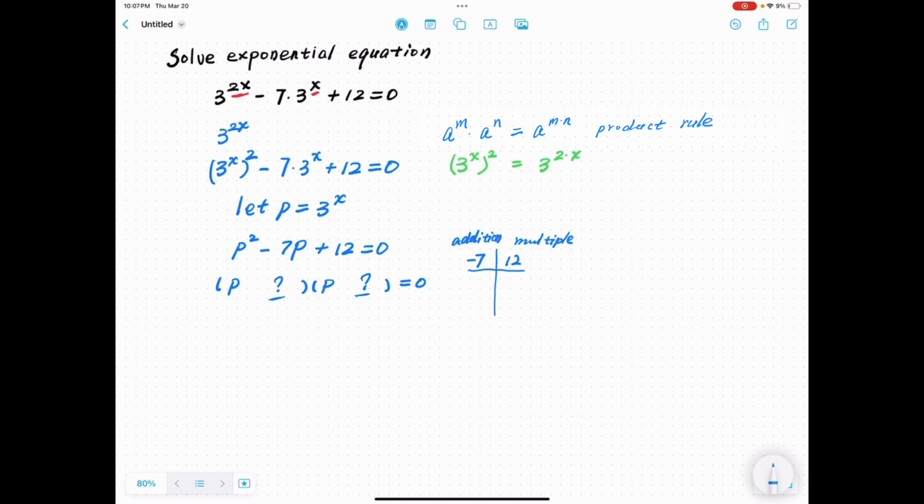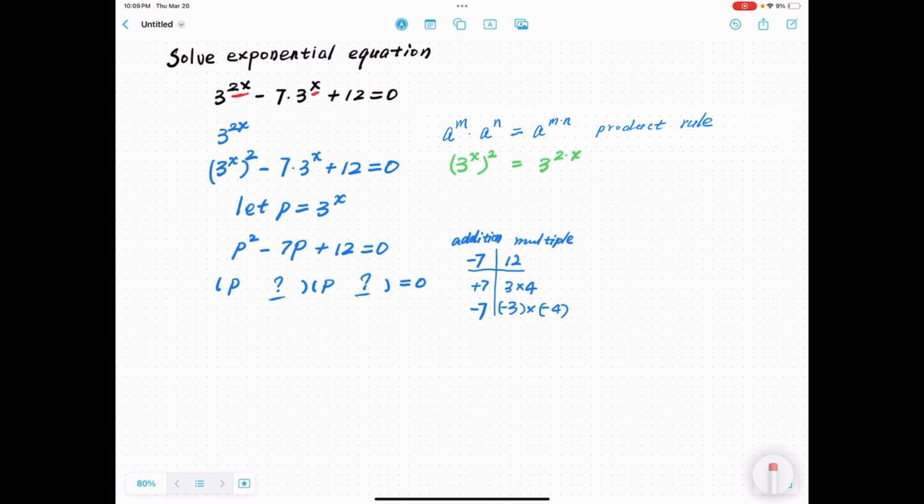Be careful here. It's minus 7. You have to consider the sign in front of the number. So for those two numbers, we have 3 and 4. 3 times 4 is 12, but their sum is positive 7. What we need is negative 7. So we can use negative 3 times negative 4. Then the product is still positive 12 and their sum is negative 7. So those two numbers are minus 3 and minus 4.